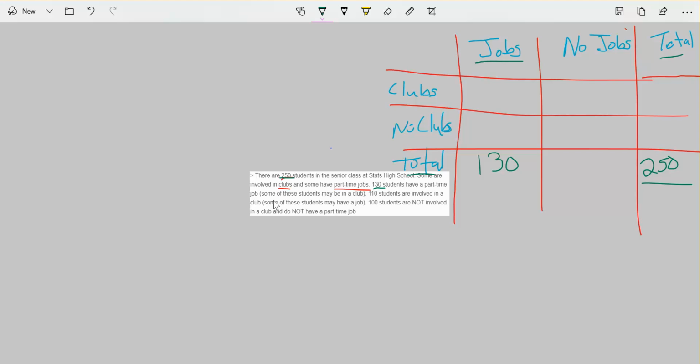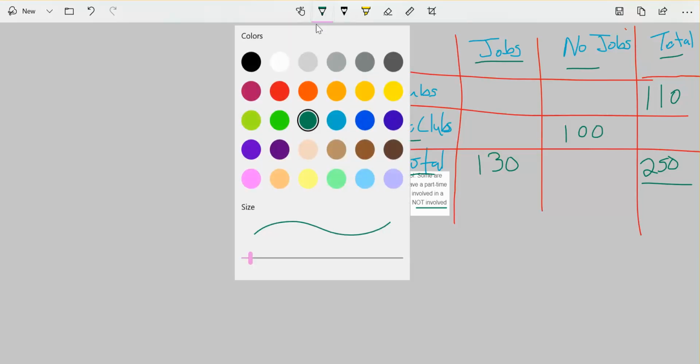And then it says 110 are involved in a club. So I'm going to put 110 total, whether or not they have a job. 110 total are in clubs. And then our last bit says 100 are not in a club and do not have a part-time job. So no club, no job. Where those two meet, I have 100 students. Now that's all the information that they gave me.